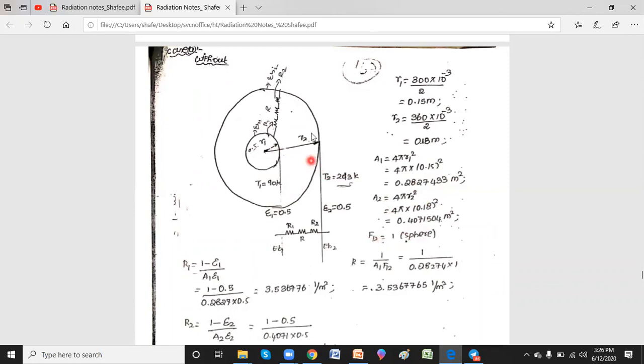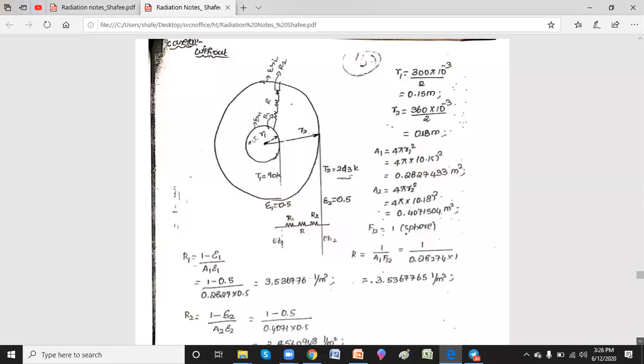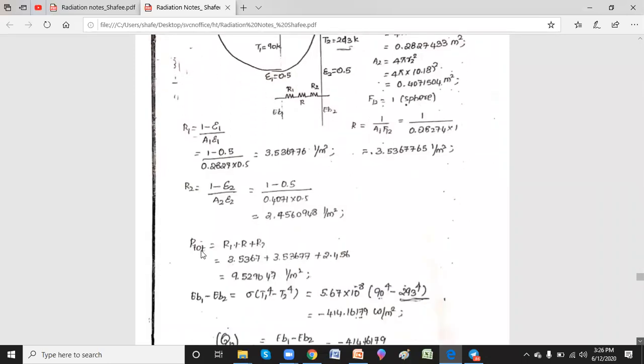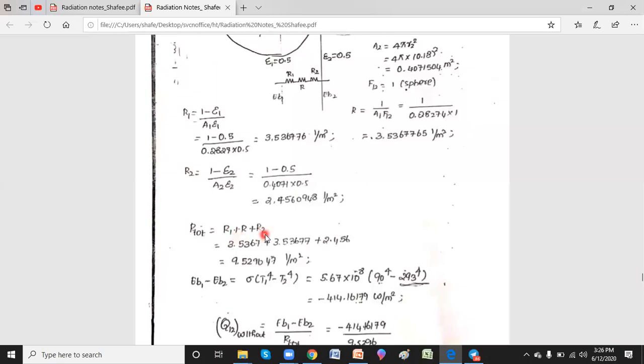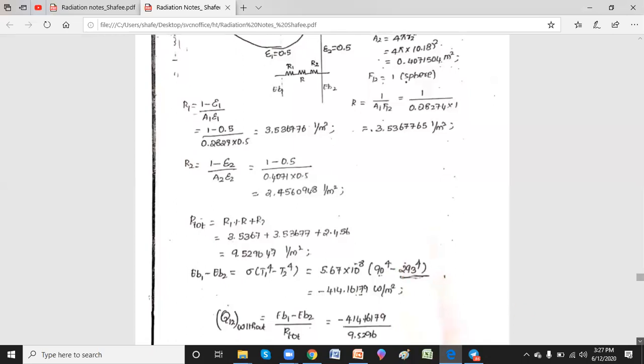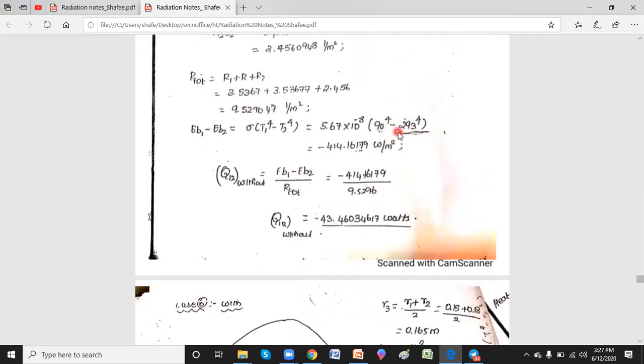Now similarly, if you assume these are long spheres, you assume F12 for a sphere as 1. Given that epsilon1, epsilon2 and all the values are given, I can find out R1 plus R plus R2, that's the total resistance. Finally, EB1 minus EB2, given the temperatures of the surfaces, minus 183 and 20. Kelvin you have to convert. Then finally I'll get the Q12 without any shield or in-between spherical wall.